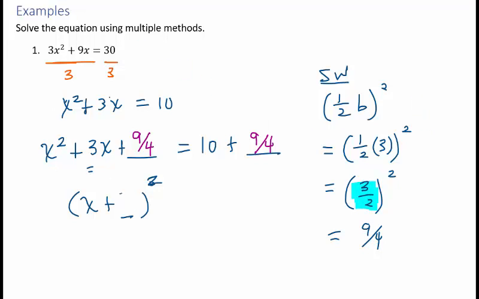So x plus 3 halves squared is equal to, and then add 10 and 9/4 together. 9/4 is 2.25, so we get 12.25, or 49/4. At this point, we take the square root of both sides.